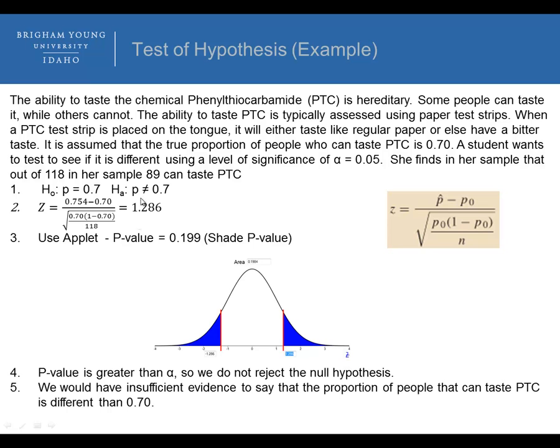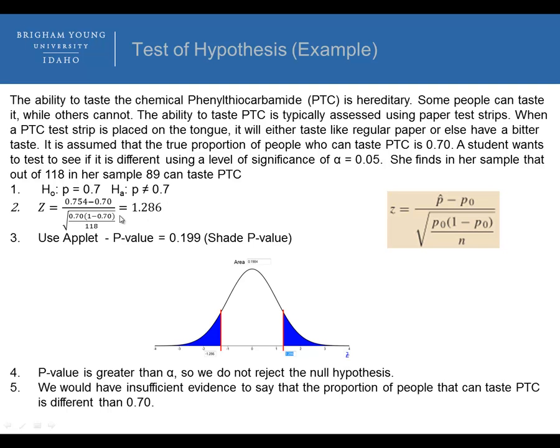So step one is state the null and alternative hypothesis. The null is that it is assumed the true proportion is 0.70, so that's what would be the null hypothesis: p is equal to 0.7. The alternative is that we're looking to see if it is different. So it's non-directional, so we're going to do a two-sided test: p is not equal to 0.70.